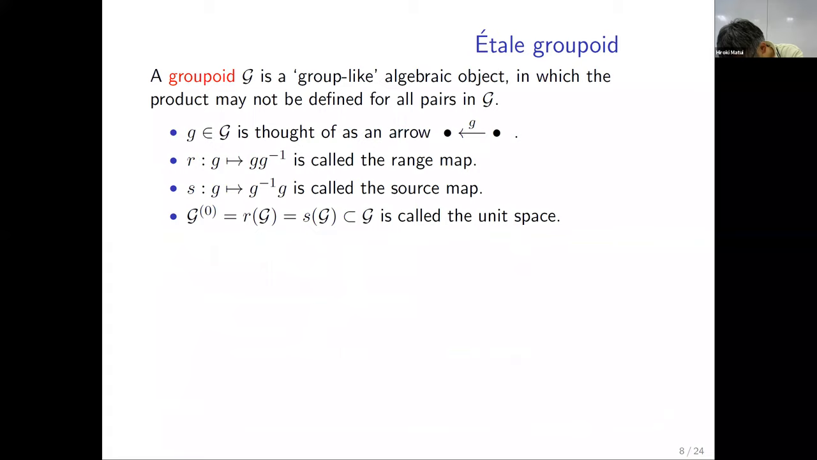Then let us give a precise definition of the notion of etale groupoid. A groupoid G is a group-like algebraic object in which the product may not be defined for all pairs. So every element g in G is thought of as an arrow from this dot to that dot. And r, the range map, sends g to gg^{-1}. So this black dot is the range. And s means source. So this black dot is the source. And the range of r and s is the space of units, the unit space.